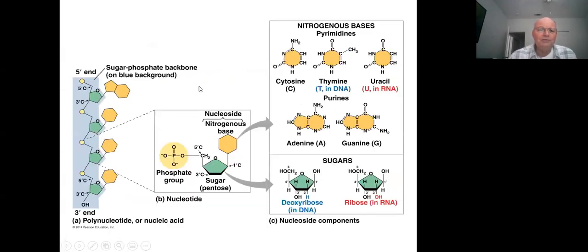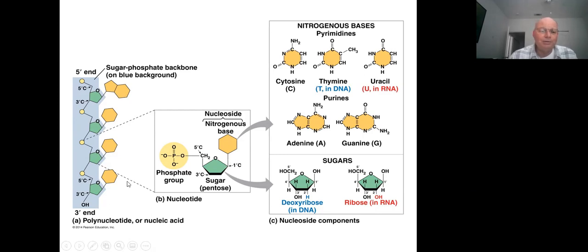So when we look at the structure of a nucleotide, we find that every nucleotide has a sugar, two different sugars depending on the type of nucleic acid that we're looking at, a phosphate group that's attached to what is referred to as the 5' carbon of the sugar, and then an identifying molecule called a nitrogenous base that is attached to the 1' carbon of the sugar. And it's the nitrogenous base that determines what nucleotide you're looking at.